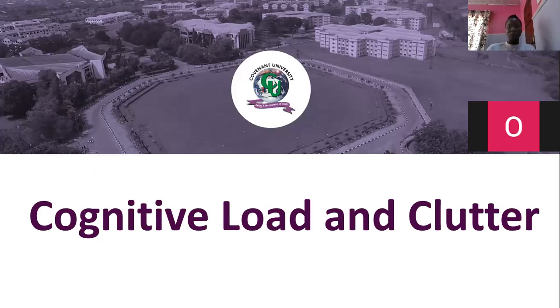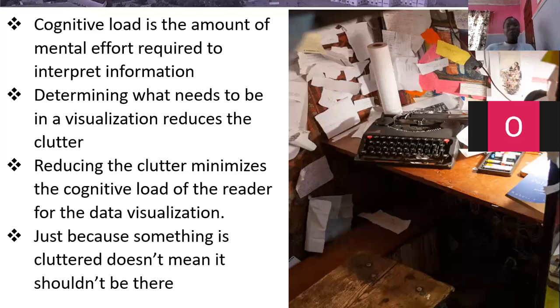Next, we have cognitive load and clutter. Cognitive load is the amount of mental effort that is required to interpret information. That's like the amount of brain power that you need to be able to interpret particular information. So determining what needs to be in a visualization reduces the clutter. Clutter is when something is disorganized or clustered together. So reducing the clutter minimizes the cognitive load of the reader for the visualization.